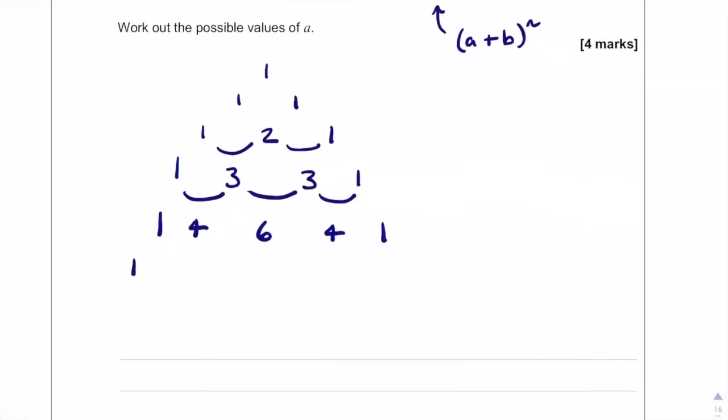And if we do it again, add these two terms, we're going to have 5. Add these two terms, we're going to have 10. Add these two terms, we're going to have 10 again. Add these two terms, we're going to have 5, and then we're going to have another 1. Right, and that's Pascal's triangle. I mean, it can keep going on forever.